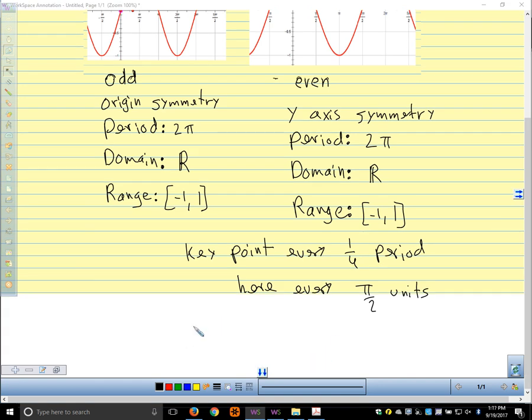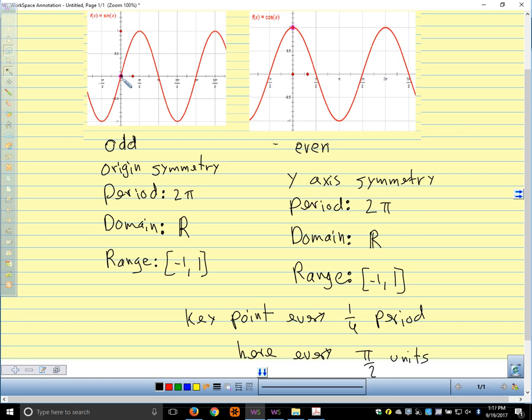And by key points, I mean an x-intercept, or a 0, a max, or min. So those are our key points. Those happen every quarter of a period. So we're going to take advantage of that fact to help us sketch graphs.